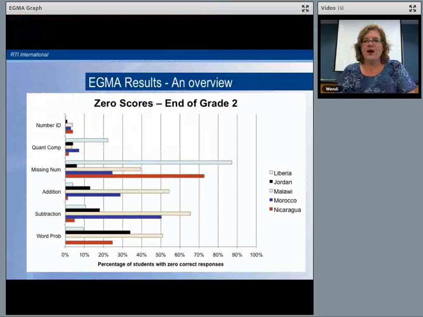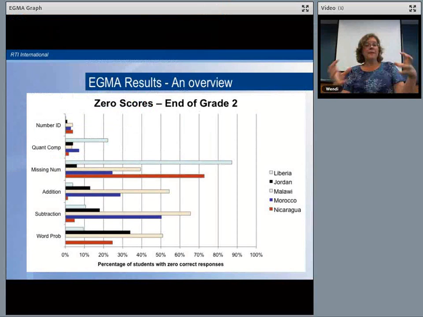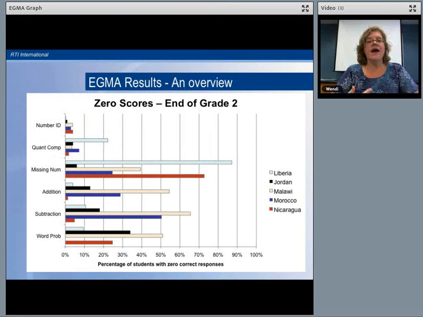I did full screen. Okay, so here we have, what I did was I just took the countries. This is a subset of the big list that I just showed you, the ones that are publicly available and have results from the end of grade 2, and to look across the same grade in the different countries. So this is the zero, the percentage of students that could not name a single item in these subsections.